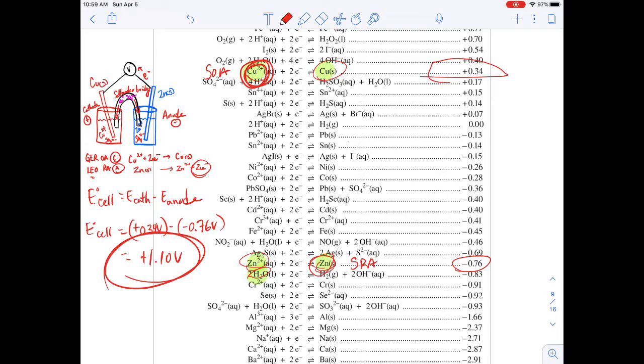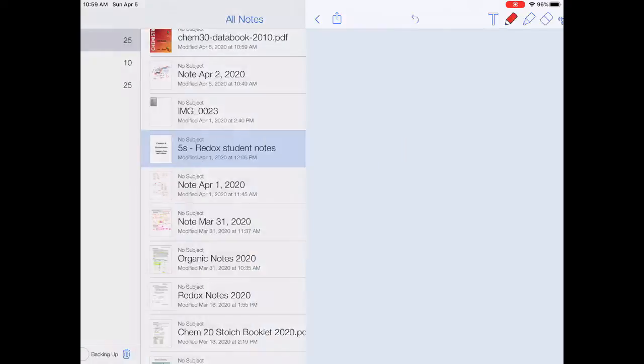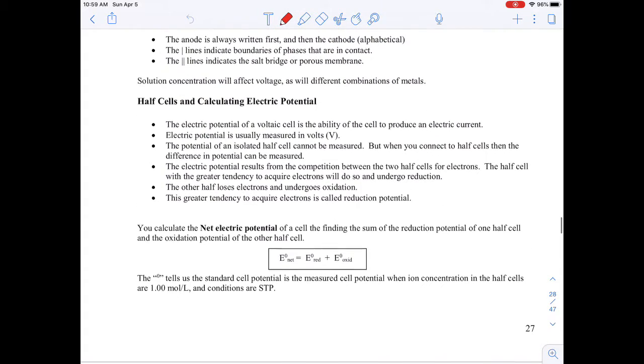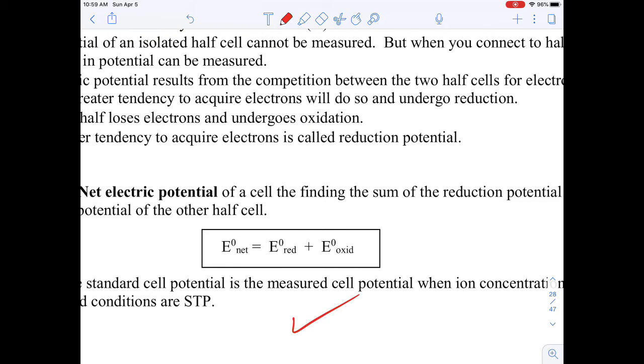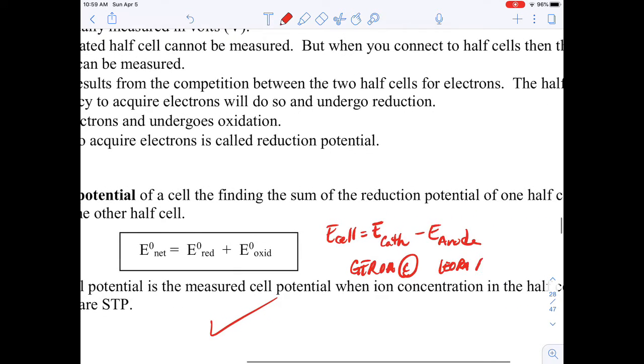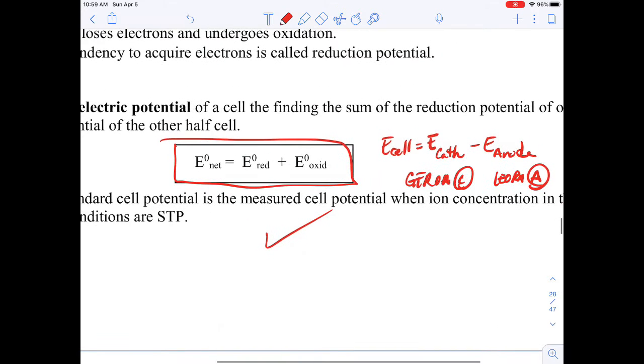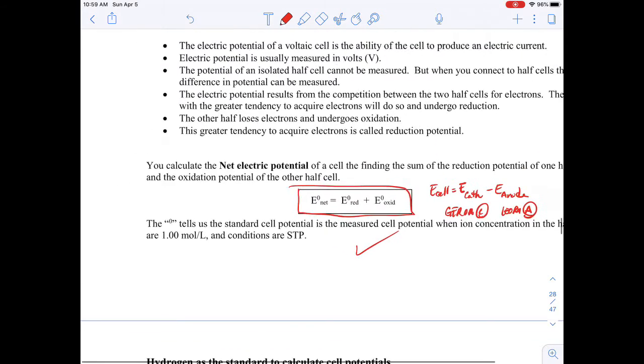I want to just go back to your notes briefly and point this out. So it says calculating electric potential, that's here. Here it says E net, or that's what I would have as your E cell, equals E reduction. Well, that's the cathode, right? So we know that, cathode, and then minus the E anode. And my anode is going to be oxidation. That's my anode. So this is saying the exact same thing. I like to frame it in terms of anode and cathode instead of just talking about what's reduced and what's oxidized.